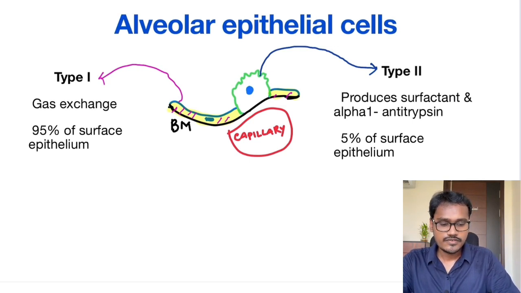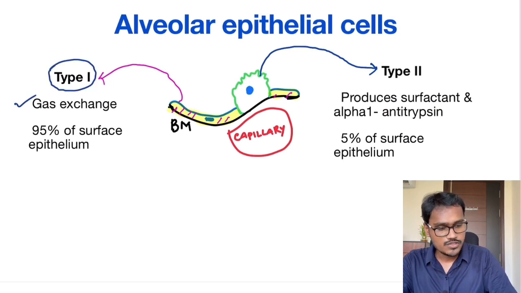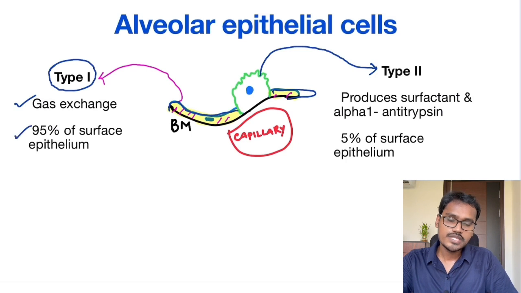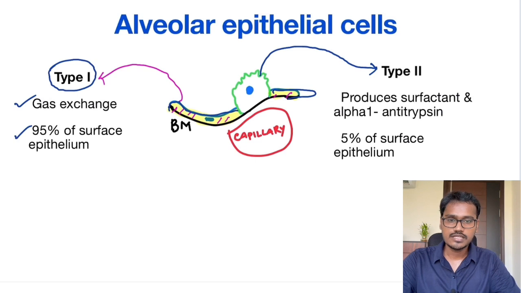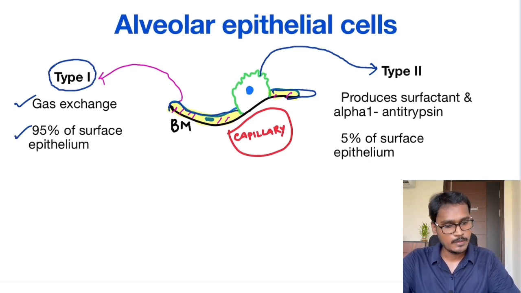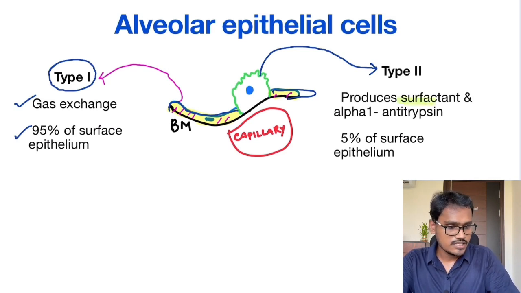Let's see what the functions are. The gaseous exchange is done by the type 1 cell. Of course, as we can see, it is occupying a larger surface area, so it is involved in gaseous exchange. It occupies almost 95% of the surface epithelium of the lung alveolar system. What is the reason? Obviously, the main function of the lung is gaseous exchange, so it takes up a larger surface area. Then coming to the second cell type, the type 2 cell, it produces two important substances. That is a surfactant protein, which is very important.